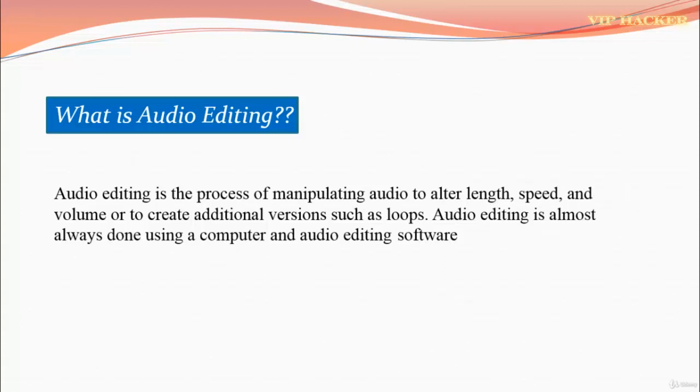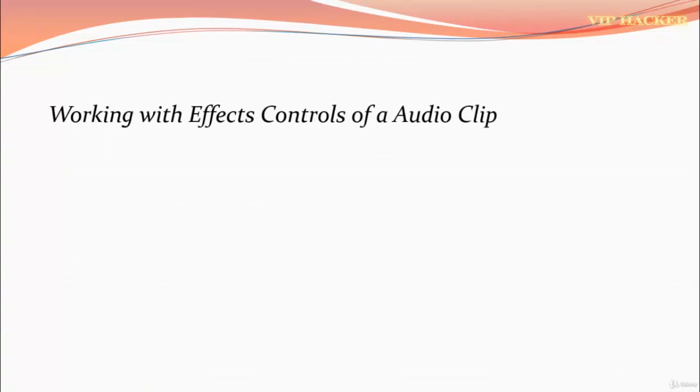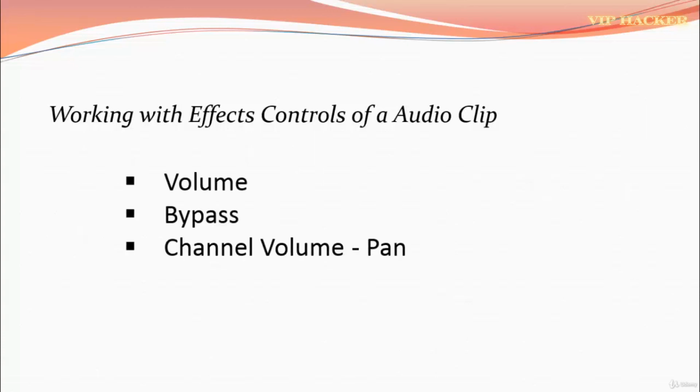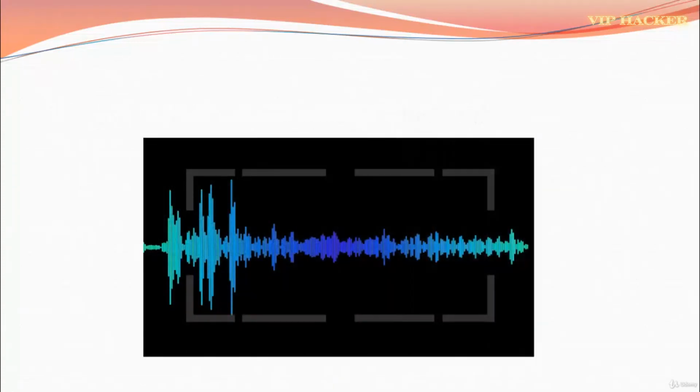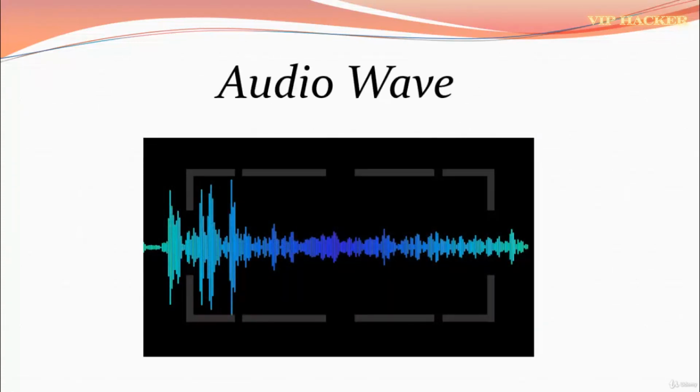So Adobe Premiere also offers us editing with audio. We'll be working with the effect controls of our audio clip in Premiere. So basically these three are the attributes in our effects control of an audio clip, which is volume, bypass, channel volume, and pan. And this is the audio wave. So while we are editing audio, we would see these kind of audio wave in Premiere. So let's start working with audio now.